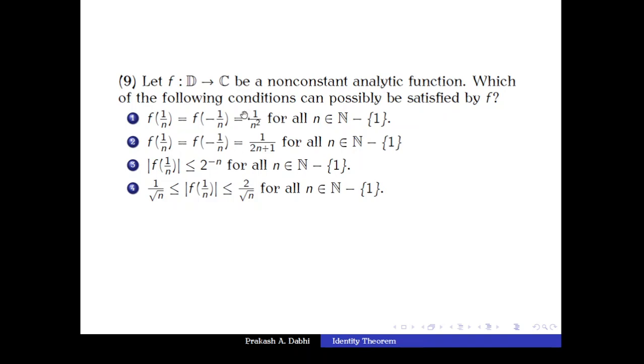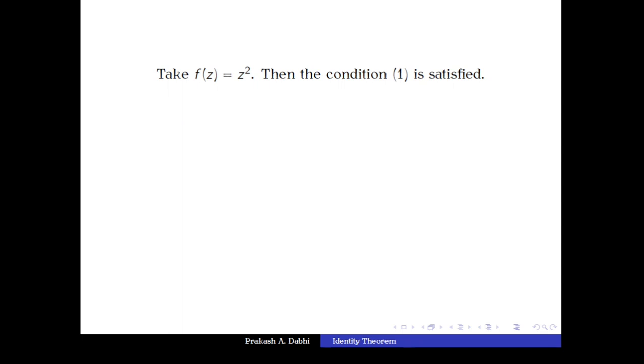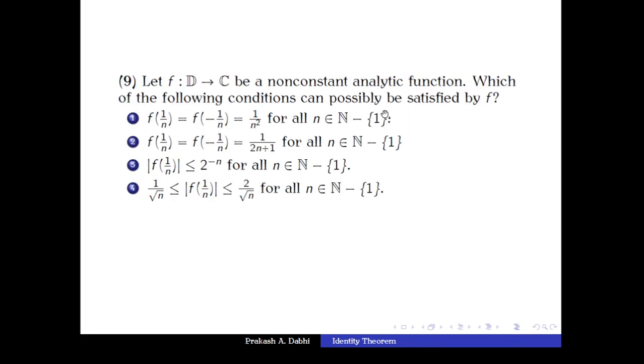But the first one is much easier. You can guess a function which satisfies this condition. In fact, that function is f of z equals z squared. So there exists a non-constant analytic function f satisfying the first condition, and in fact that is the only function, which can again be proved by using the identity theorem. So for the first one, take f of z equals z squared, then condition 1 is satisfied, so there exists a non-constant analytic function on D which satisfies the first condition.